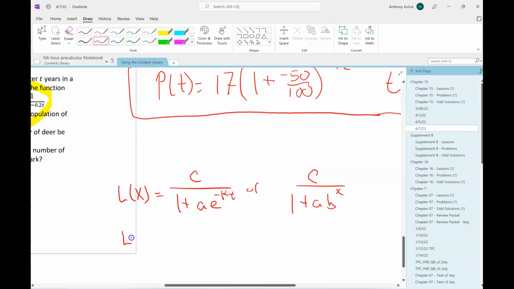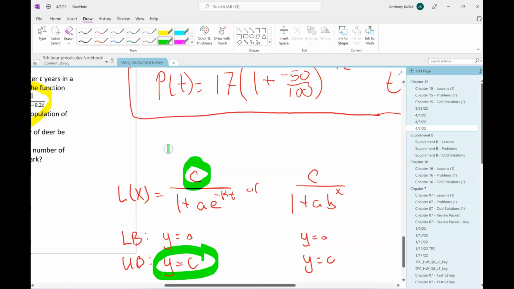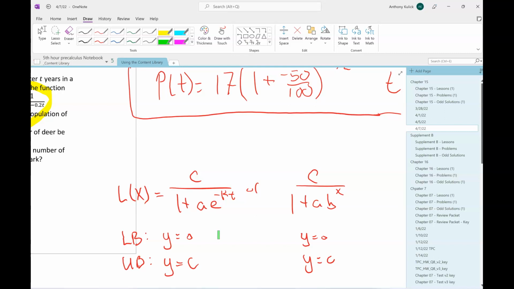So all of them have a lower bound as a horizontal asymptote y equals 0. And they all have an upper bound, a horizontal asymptote of y equals c. And that is going to be your maximum sustainable, that upper bound. So it's just going to be the numerator. But that's a feature of all these logistic functions, and that's why they're often helpful in modeling population behaviors, because you can only get so big before you've filled up all the space you have or used all the resources you have. You know what I mean?